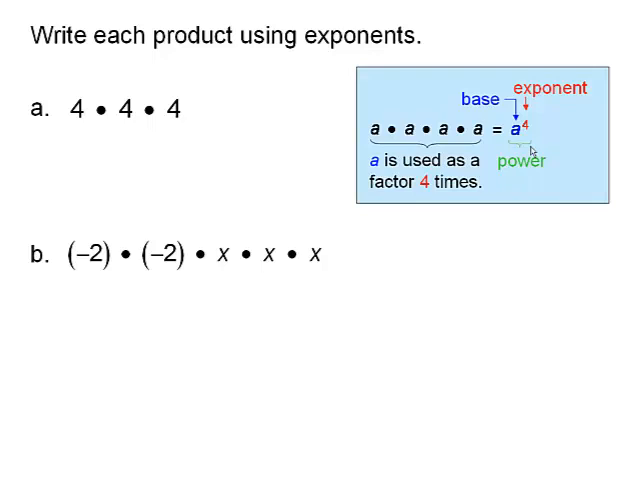So a power represents a product of repeated factors, and the base of a power is the repeated factor, and the exponent gives you the number of times the factor is multiplied.